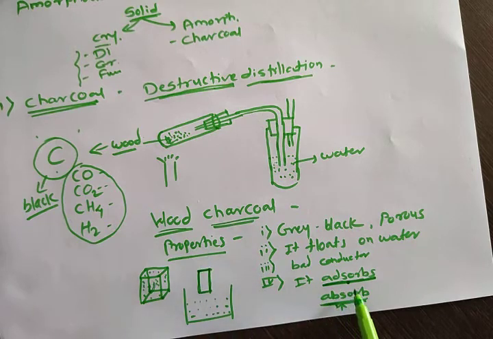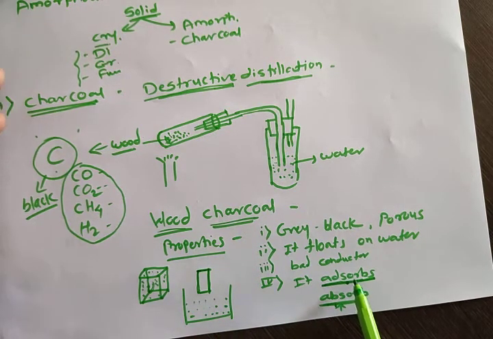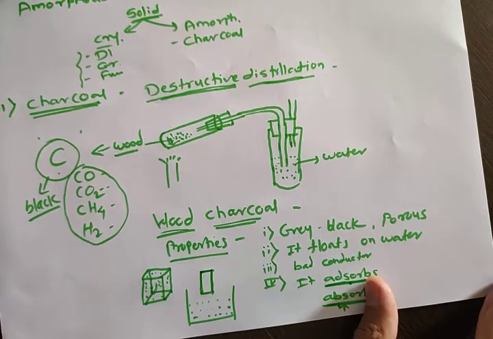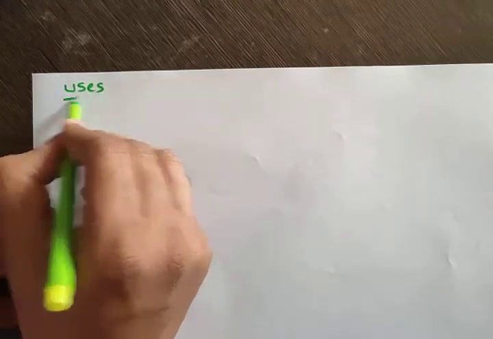So wood charcoal is a very good adsorbent. We will see some activities, and some of the properties will be displayed by using these activities. Before the activity, we will study the uses of wood charcoal. What are the uses?